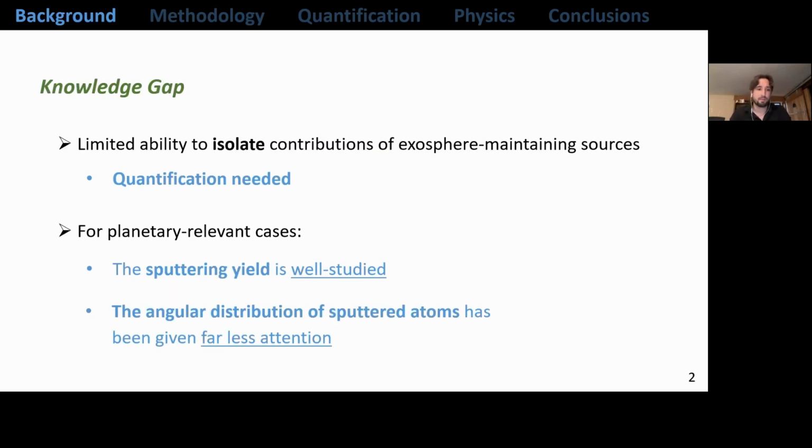So the knowledge gap we've identified here is that there's a limited ability to isolate the contributions of exosphere maintaining sources, and so quantification of these sources is in need. For planetary relevant cases, the sputtering yield has been well studied, but how atoms are angularly distributed when sputtered from a planetary surface has been given far less attention.